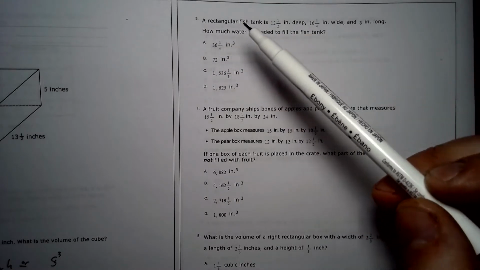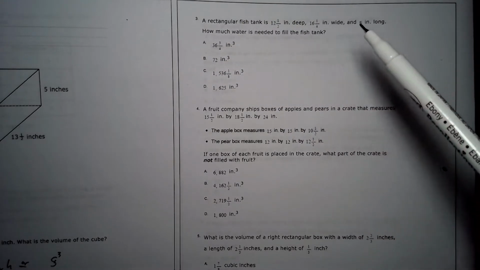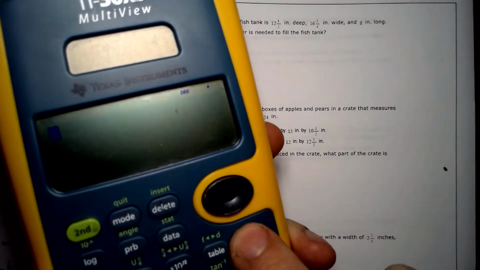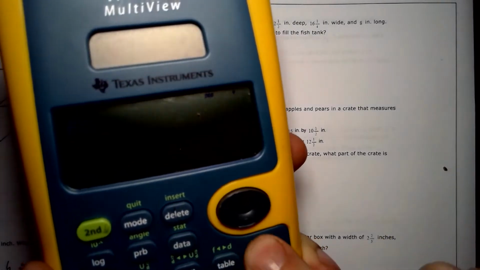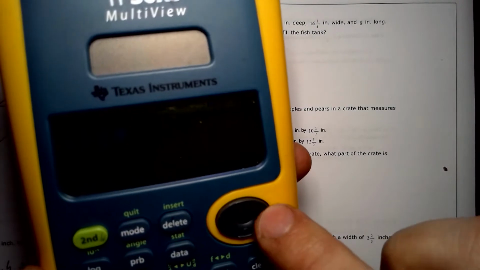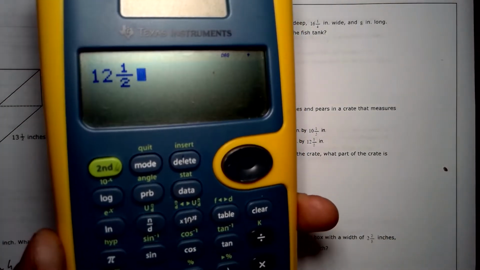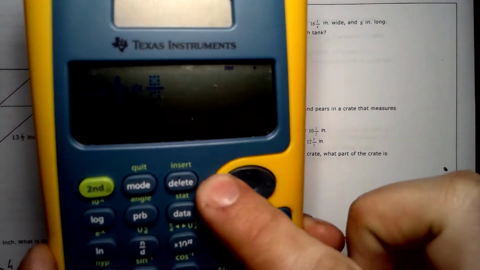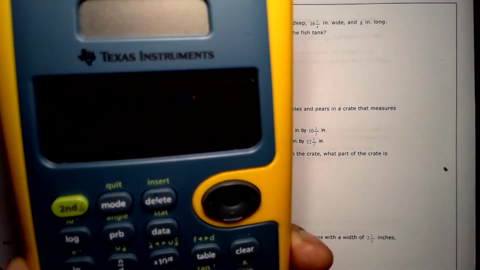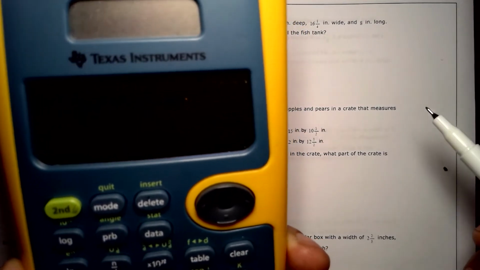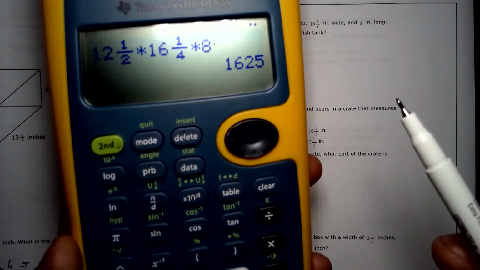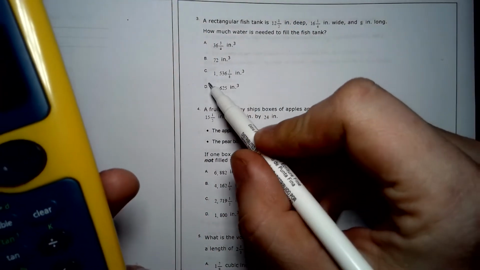Number 3, a rectangular fish tank has those dimensions. How much water will be needed to fill the fish tank? Once again, just straight multiplying. 12.5, so that is 12 1/2, times 16 1/4, times 8. And that gives us our answer of 1,625, or 1,625 cubic inches of water.